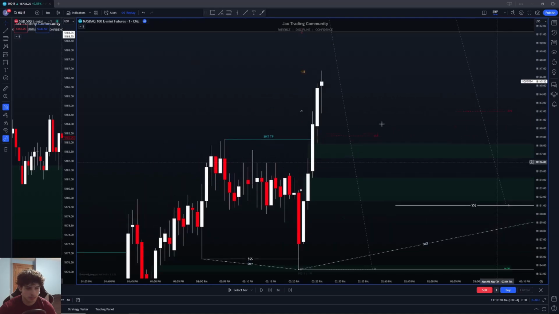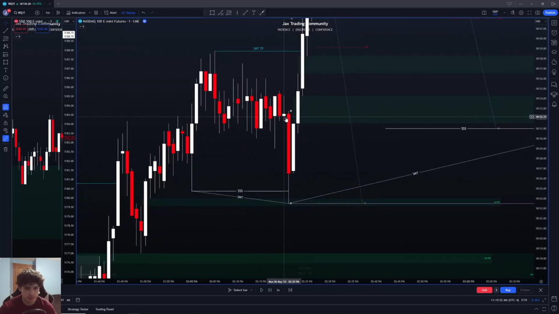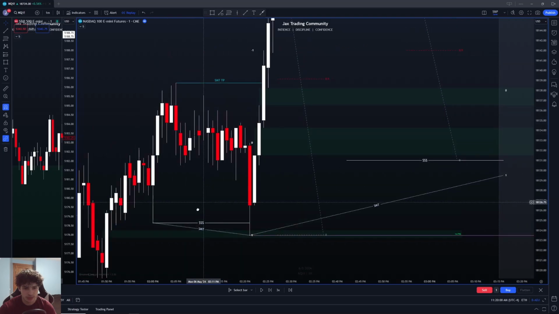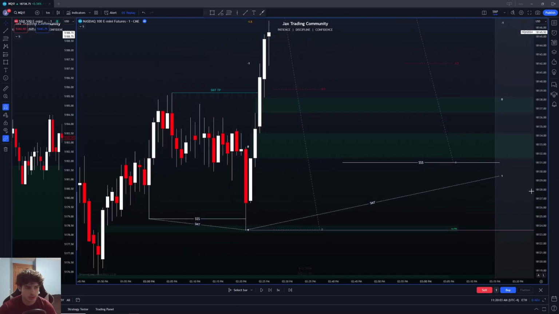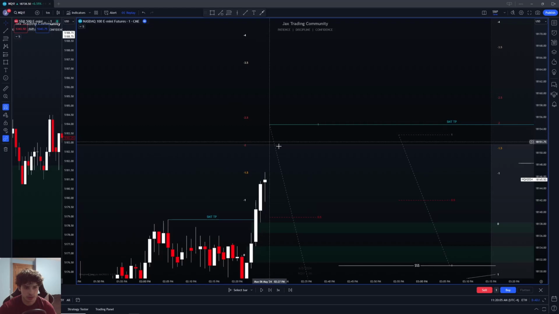As you can see right here, here's another example of a manipulation leg. It's a strong red candle down that manipulates price, sweeping it, and in this case, forming an SMT. So this would be a good manipulation leg to draw out. Here would be your targets.